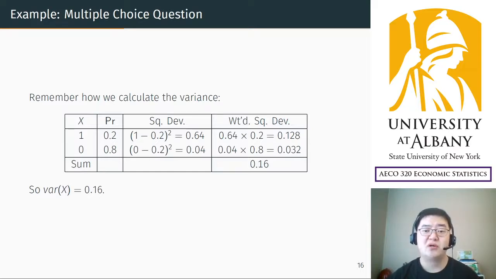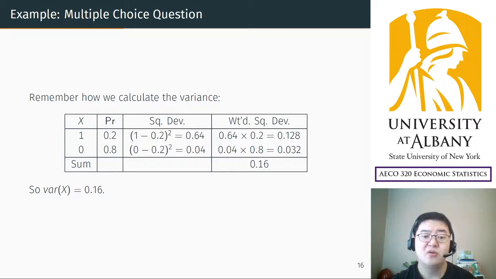The variance is 0.16. Remember, what you do here is calculate the squared deviation first. Deviation is outcome minus mean: 1 minus 0.2, 0 minus 0.2. Then take the square of them, so you get two squared deviations. You multiply probabilities to these squared deviations, so the weighted squared deviation equals the squared deviation times its probability. The sum of these numbers equals the variance. So the variance is 0.16 in this case.